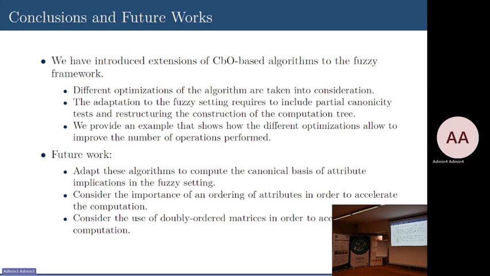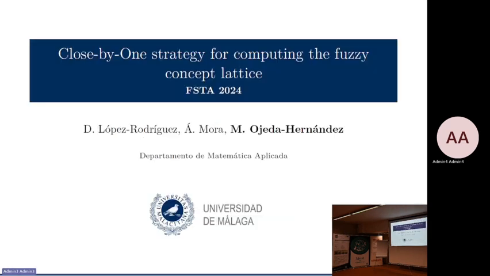more sophisticated pruning strategies. And as future work, we would like to adapt the algorithms to also give the basis of attribute implications and consider the importance of ordering the attributes, either only the attributes or the whole context, to get faster computation in these kind of problems. And that was it. Thank you very much.